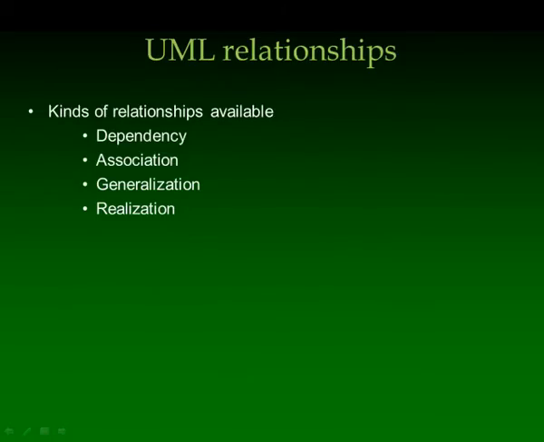Now, relationships. These show how elements are associated with each other, and this association describes some kind of functionality of an application. So the kinds of relationships we have available are these four: dependency, association, generalization, and realization. And we will be discussing these later using class diagrams as an example. And the same notation can be applied to any other UML diagram.